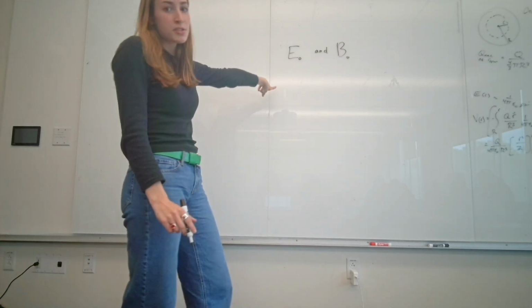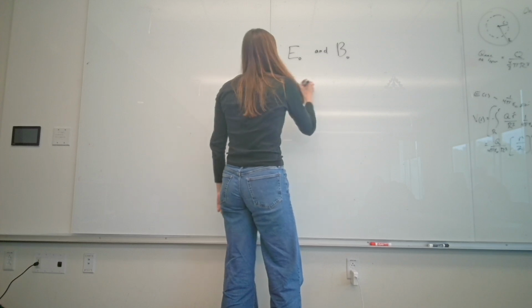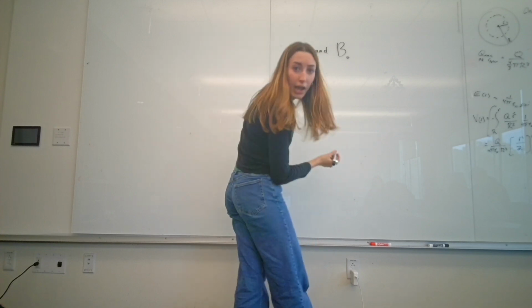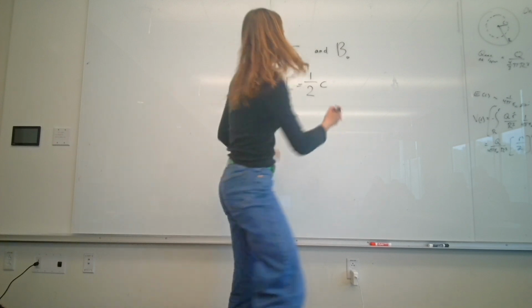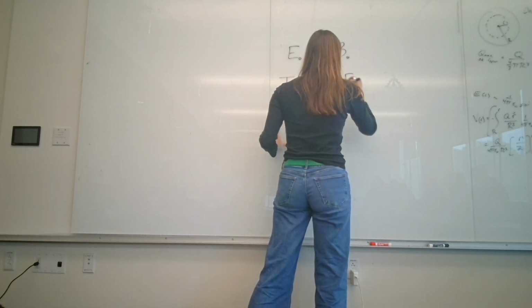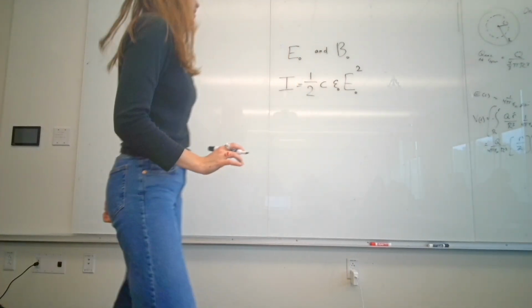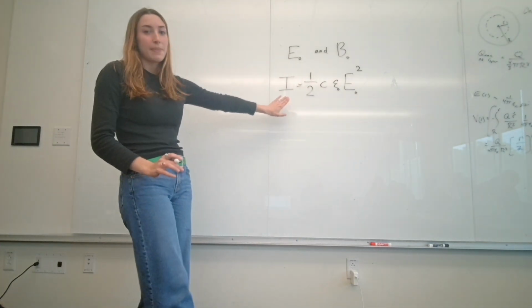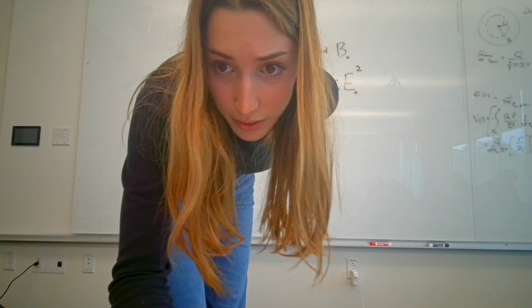When you look for those variables, you should find that intensity has E0 in it. It has 1/2 c epsilon naught E0 squared, right? So that should be a telltale sign that maybe I should be looking at intensity when I'm approaching this problem. That's the biggest leap in this problem, figuring out it's talking about intensity.